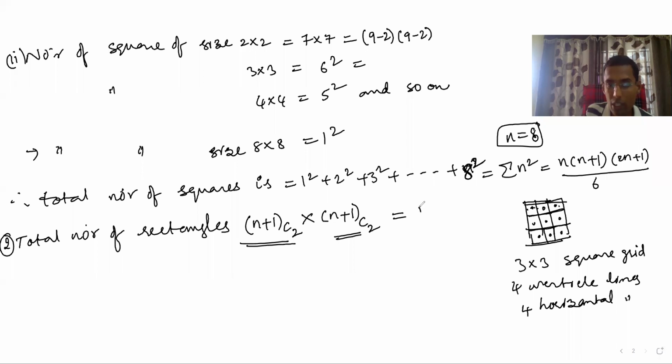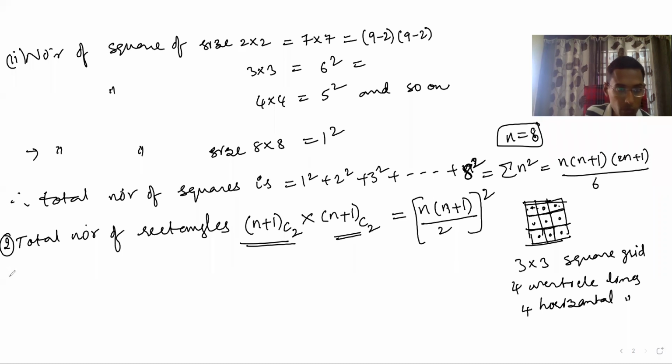Therefore, you are going to get n plus 1 C2 into n plus 1 C2, that is n into n plus 1 by 2 whole square. Hope you understand: n plus 1 into n plus 1 minus 1 by 2. So n plus 1 C2 is this. So these many. Therefore, this is the total number of rectangles.